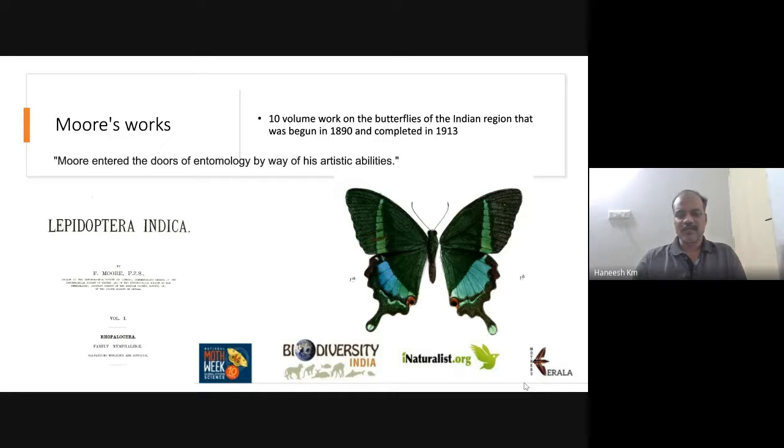The Lepidoptera Indica is a good book. You can see that some of the color plates are also there. Some of the key factors were handwritten, and he mentioned the peculiarity of each species. This is a picture from that book, and even the color is still reproducible.